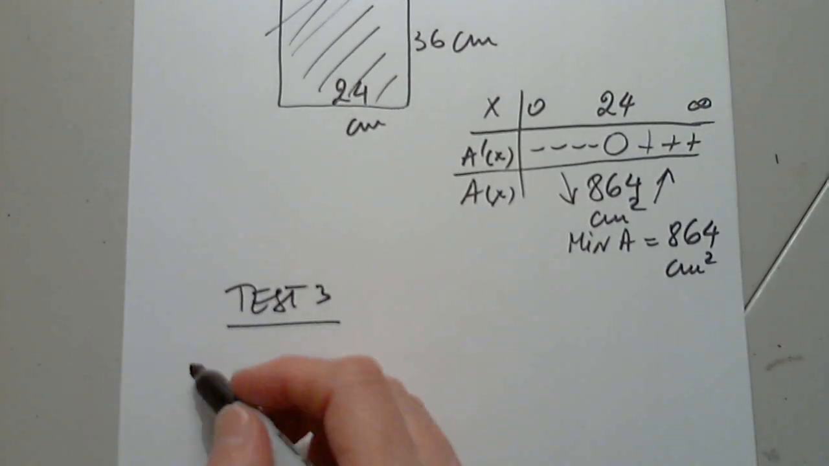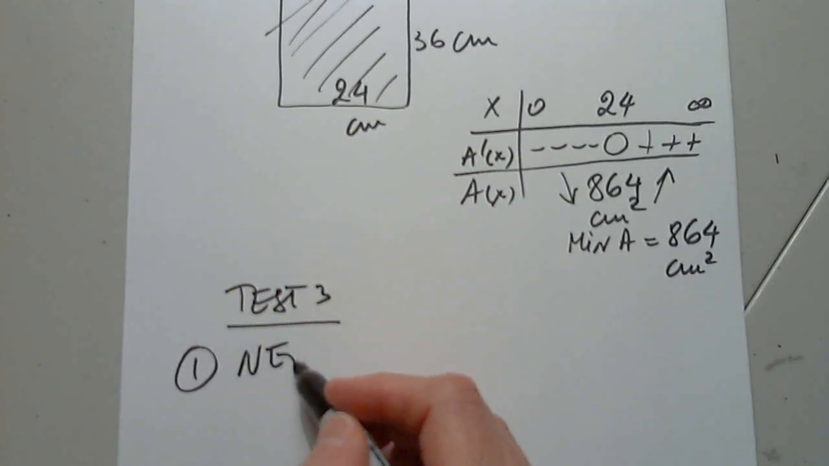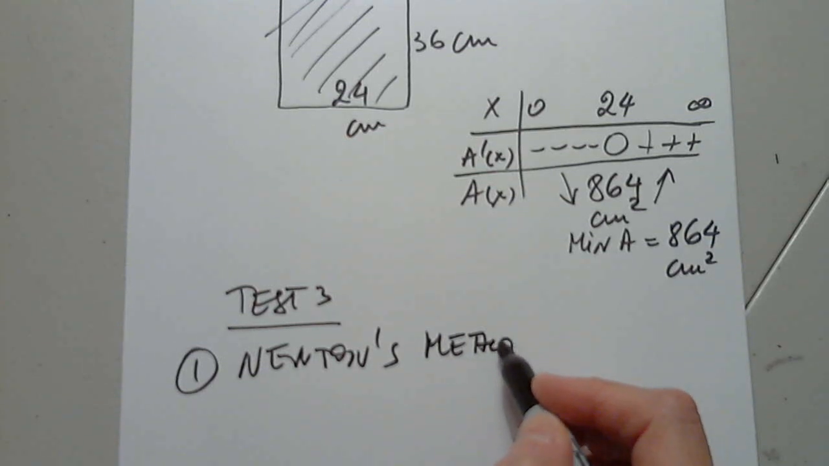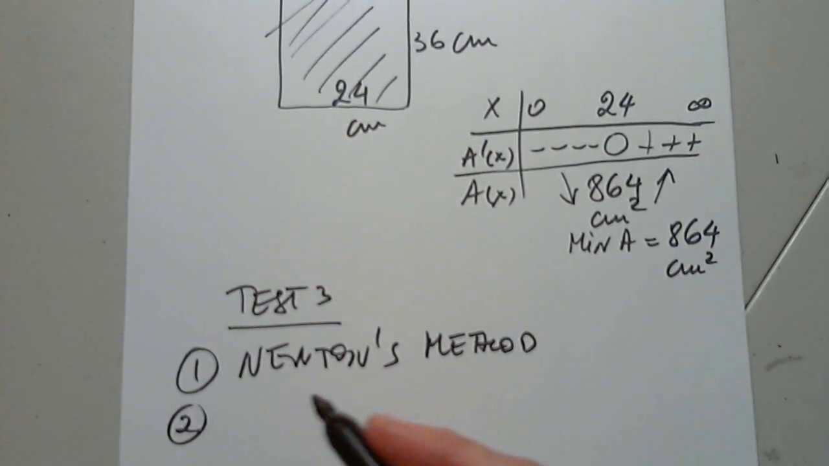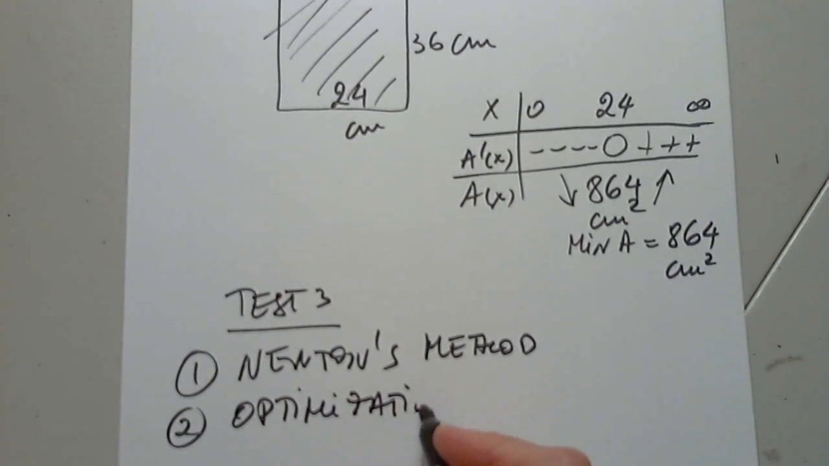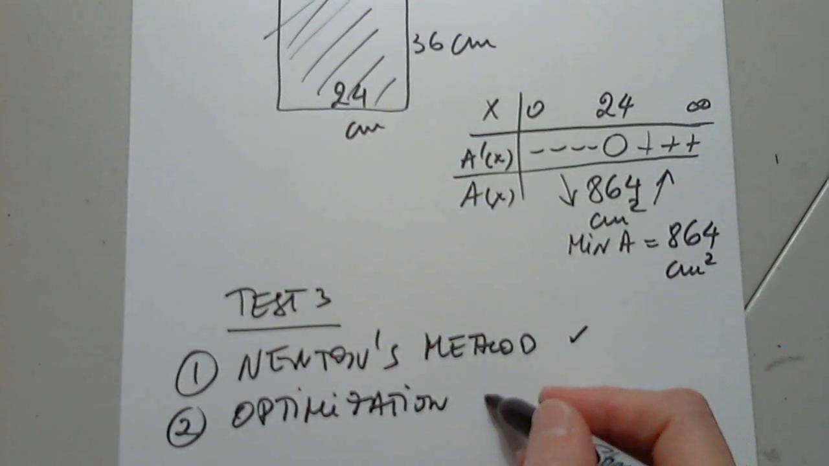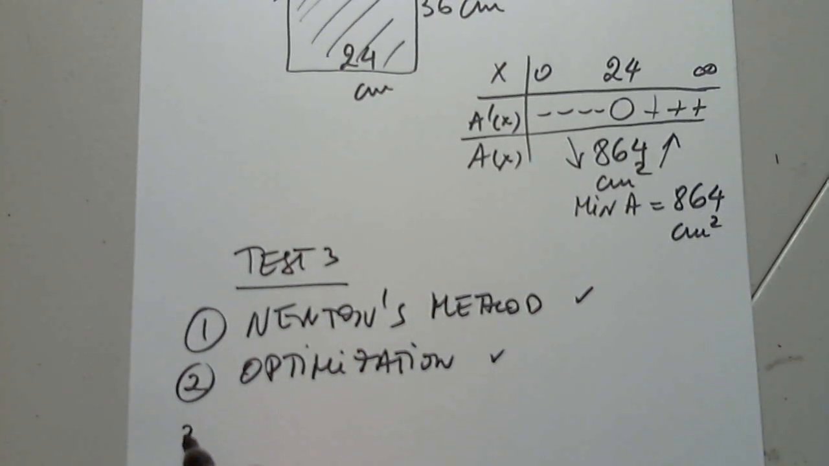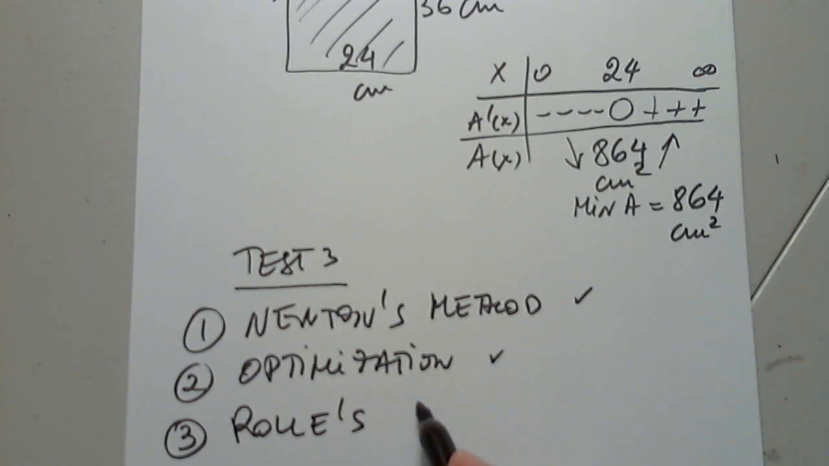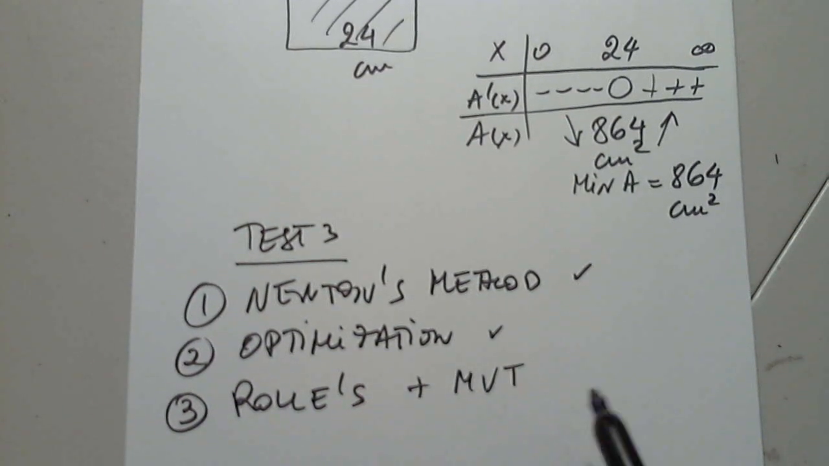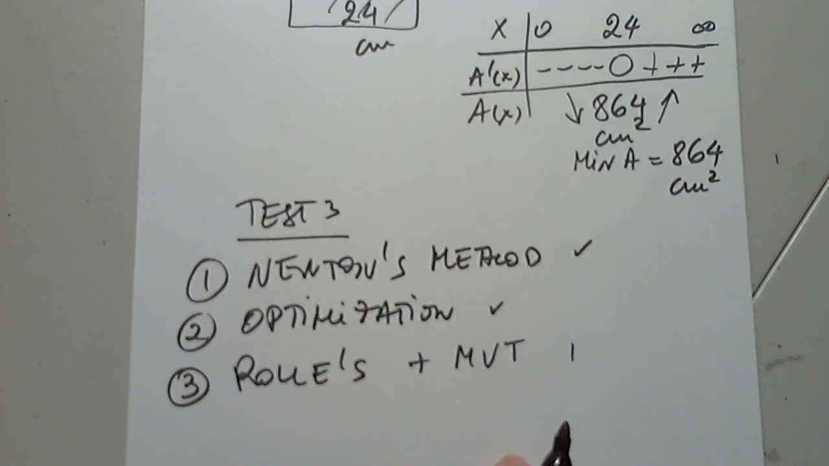So here's the first one, Newton's method. Number 2, optimization. Of course, one problem of this and one problem of that, not more than that. Okay, number 3, Rolle's theorem plus the mean value theorem. Not both, one or the other. One example, one question.